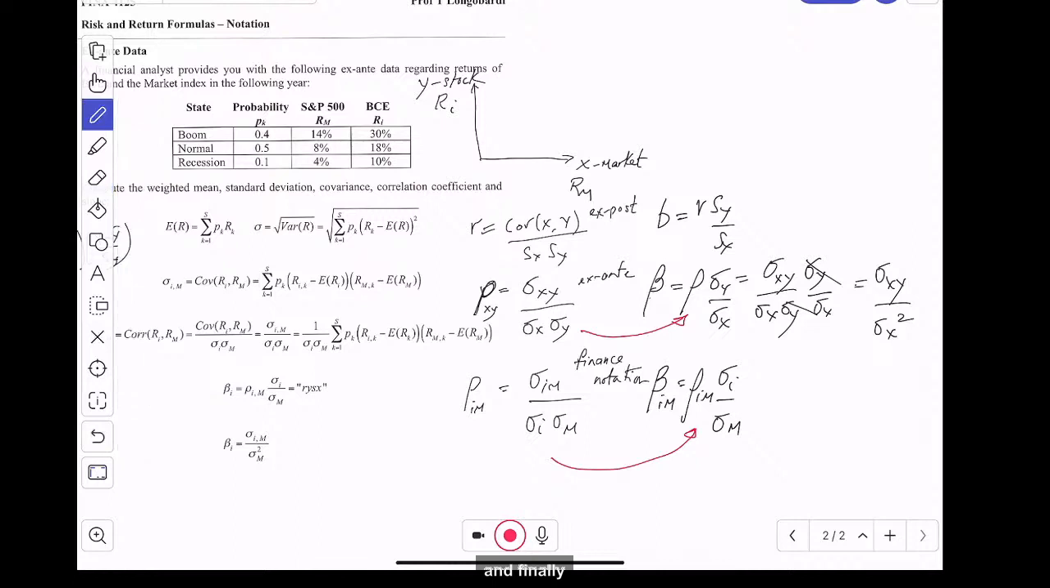And finally, that would be here as well. I'm not going to do it up here, but you could do it for the ex post scenario as well. This is going to be plugging this in, sigma im. Again, these cancel, so it's the covariance per unit of variance in the market returns.